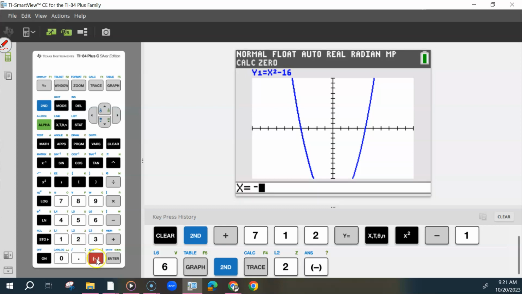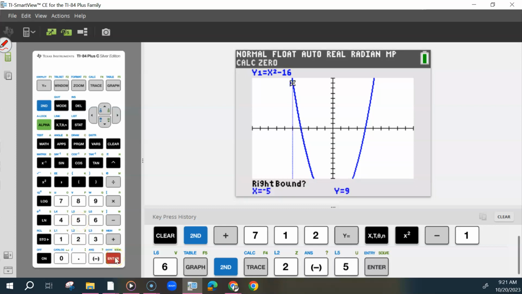So I'm going to type in -5 and hit enter. Yours may just give you this little cursor at the top. Mine gives me a line. That's saying it will not look past that line. That's my stopping point. Now I ask for a right bound.